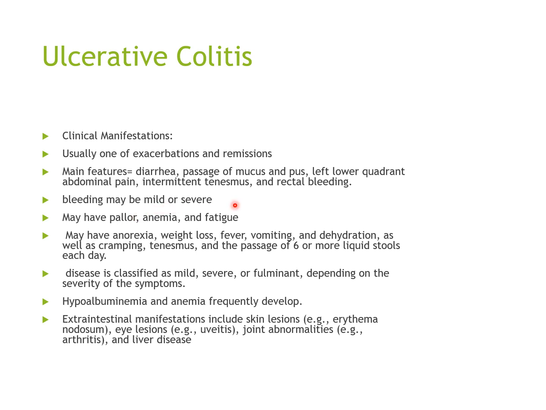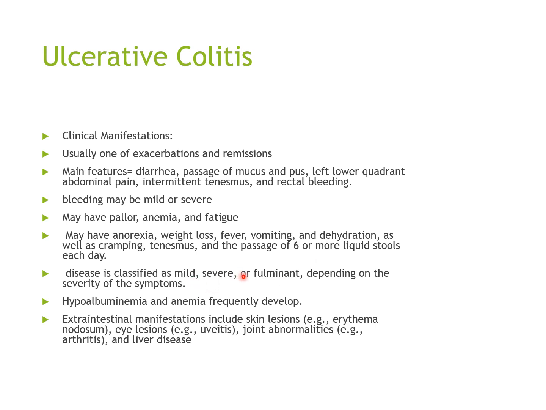The bleeding can be mild or severe, so depending on the amount of bleeding, they can be pale, anemic, looking fatigued. So anorexia, weight loss, fever, vomiting, and dehydration, as well as cramping, tenesmus, and the passage of 6 or more liquid stools. So 14th edition has actually changed this to 6 or more liquid stools. 13th had 10 to 20 liquid stools, so it could really change. But I guess the recent research is showing that it's 6 or more. So, I mean, more can still be 20. So just know that there's a possibility for a lot of diarrhea.